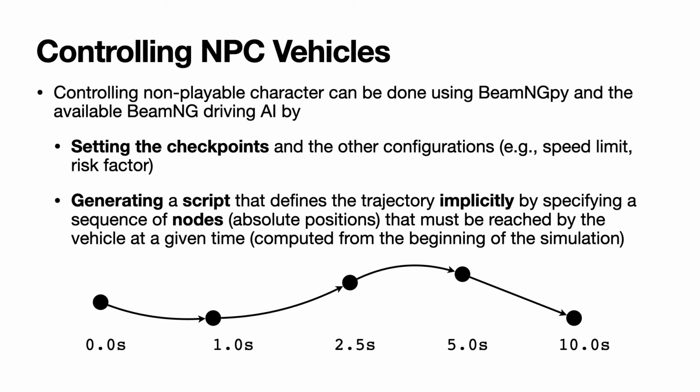The checkpoint is exactly what we have decided before. You tell the car, drive to this location with this maximum speed, and the car will drive itself. So you can use this to make the other cars move on their own. The second possibility is to generate a script that creates a trajectory implicitly by specifying a sequence of nodes that must be reached in time. Here, for example, at time 0, when the simulation starts, the car must be in the initial position in this leftmost node. Then after 1 second, it must reach this other node. After 2.5 seconds, the next node, and so forth. Because the nodes are displaced, the car will turn left and right.